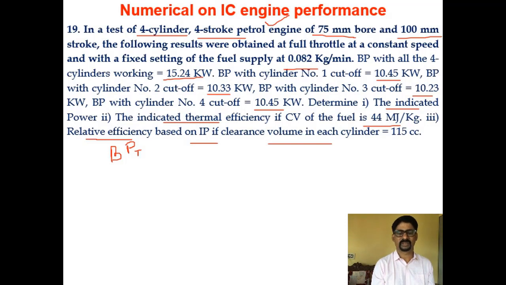Your clearance volume is given so as to facilitate us to calculate the compression ratio. The compression ratio is nothing but Vs plus Vc by Vc. Vs you have to calculate using stroke and the bore diameter: pi d square by 4 into L, that is Vs. Vc is given, so calculate r, calculate air standard efficiency, then indicated thermal efficiency is already calculated, so you can calculate the relative efficiency. This is meant only for these performance parameters, so there are no heat balance sheet calculations involved in this problem.